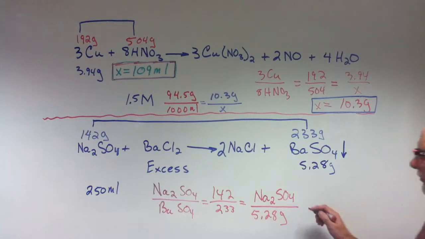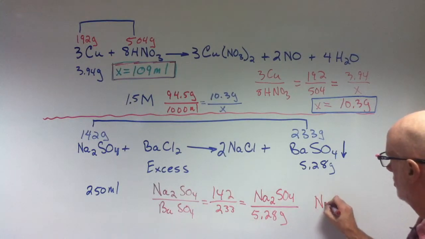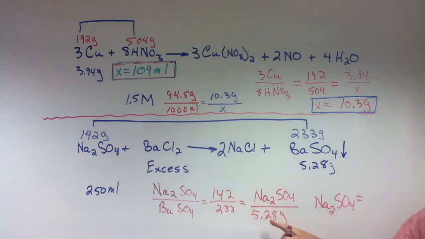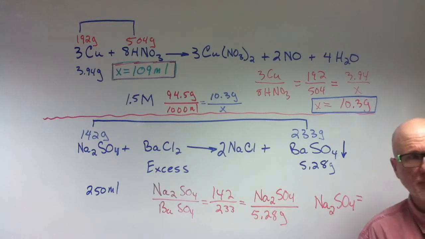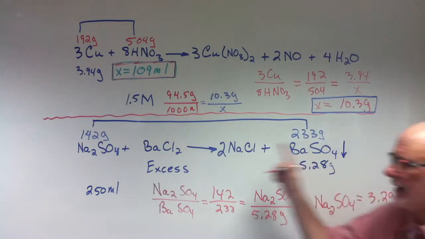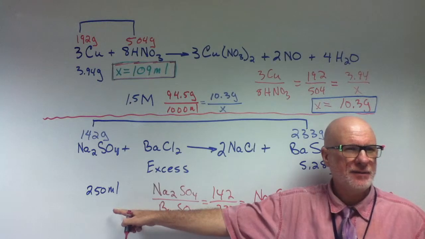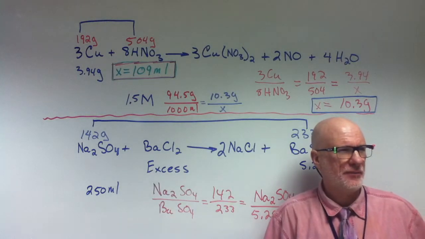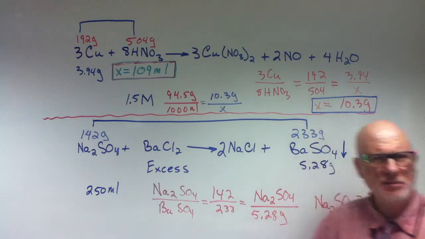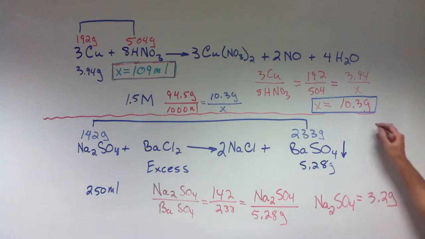So what's that going to be? What's the mass of that? 142 times 5.28 divided by 233. What do we got? 3.22. 3.2. Is that right? Yes? All right, now. So I'm going to put 3.2 grams in this. Right? What's the molarity of that? How many moles? So in other words, can I write right here?